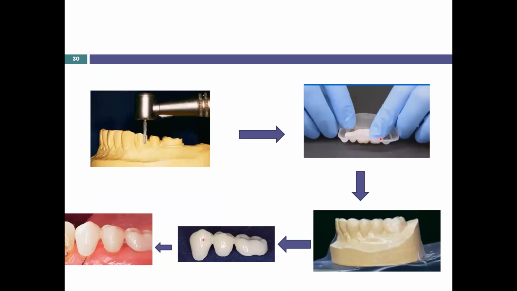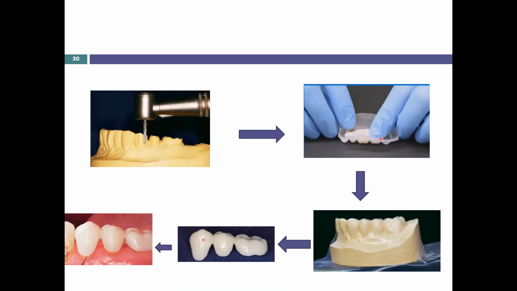We will make the temporary before the patient comes for the FPD. Now the template is placed over the model, and we fill the template with the material. See in the picture, they are filling the template with the material. Place that material on the model, and we receive an arbitrary temporary bridge. That arbitrary temporary bridge is now seated into the patient's mouth.